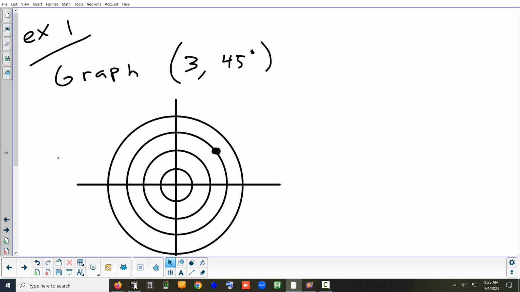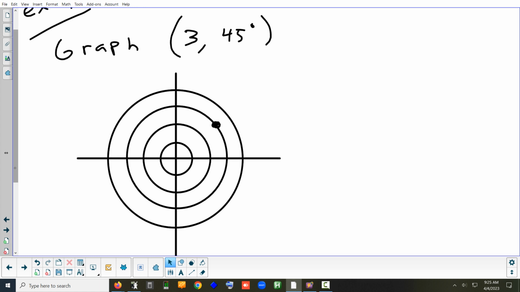Now, I don't have as many lines coming from the center, so this graph paper only breaks it down into 90s. So you're going to have to estimate 45 the best you can. Question? Is that just you're just plotting a point? We're plotting points. Yep, that's all we're doing today. We're going to plot points and convert points. Everything's about points.